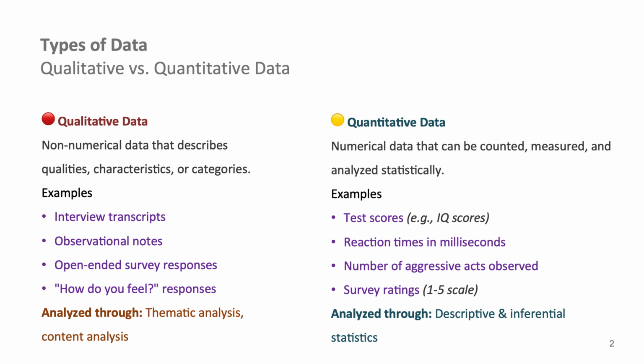Before we get into the actual stuff, we need to know the two types of data. So first, we have qualitative data. This is basically non-number data, like opinions, feelings, descriptions, or interview responses. Then we have quantitative data, which is number-based data, like test scores, reaction times, or survey ratings. So one is descriptive and the other involves actual numbers.